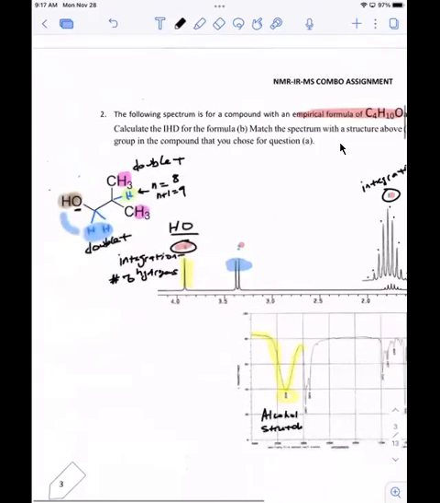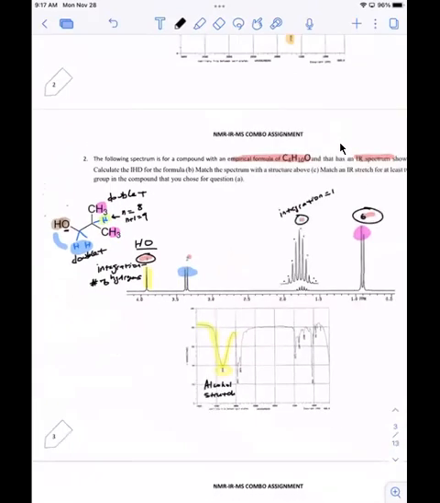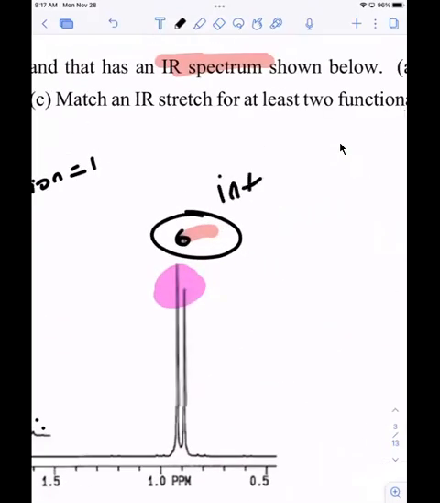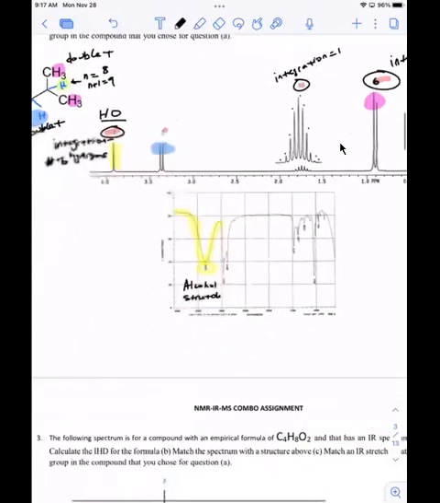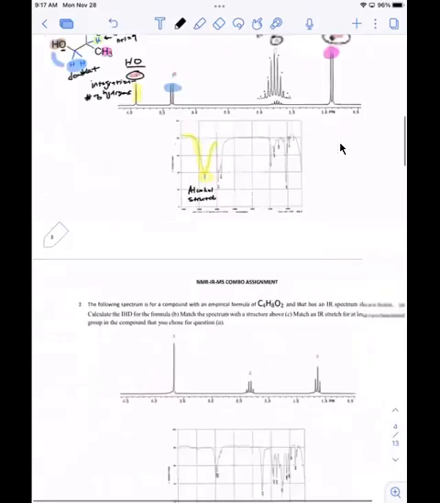And the reason is because of the 2 methyl groups bordering that proton, as well as the CH2, the methylene that's to the left of it. So that's how we're able to match up the spectra with a structure. Any questions about that? All right, let's do another one.